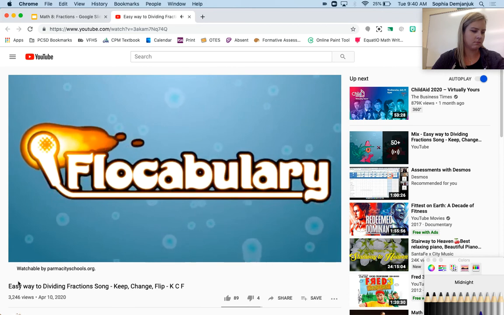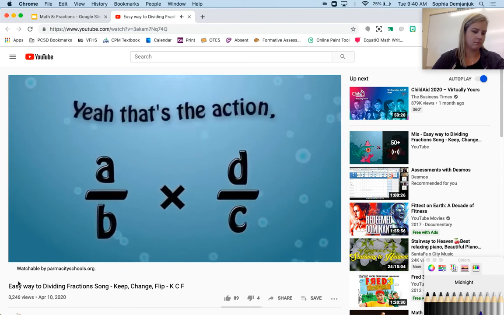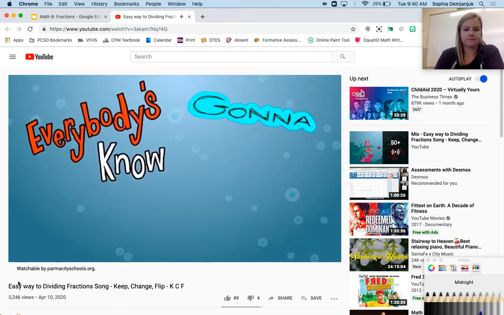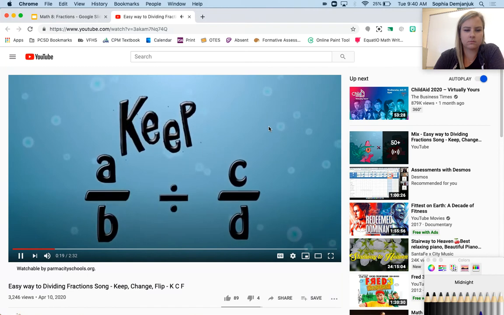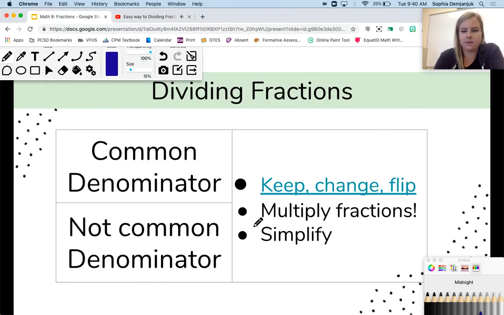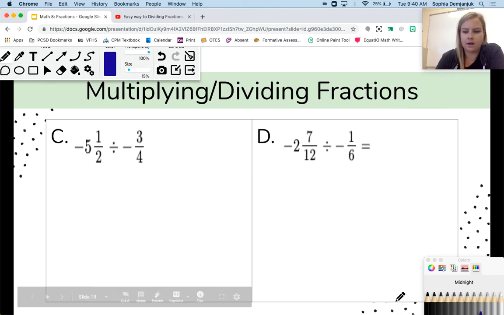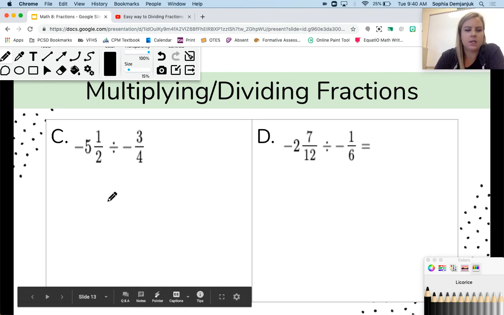Dividing fractions. Vocabulary. Let's go. Keep, change, flip. Yeah, that's the action. Everybody's gonna know how we're dividing fractions. Keep, change, flip. Yeah.